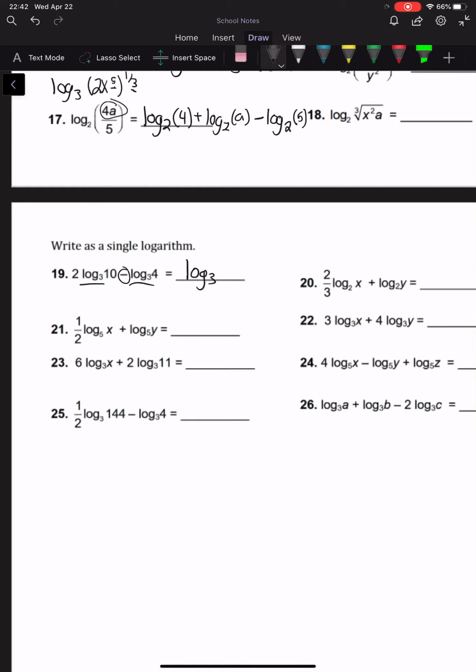And especially for this first part here, we have the 2 in front of it. So this 10 is going to be squared. So we're going to have 10 squared divided by 4. Now we can condense this even further because this is equivalent to log base 3 of 100 over 4. And we can condense this even further to log base 3 of 25. So I'm just going to move these around so we have space on the next question.